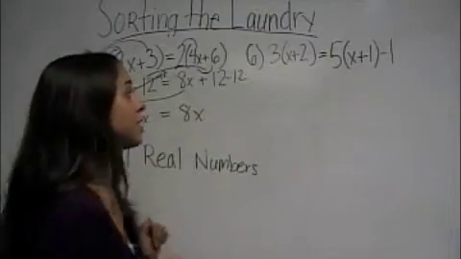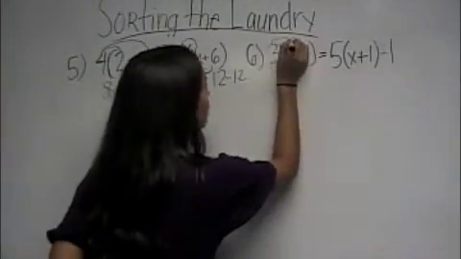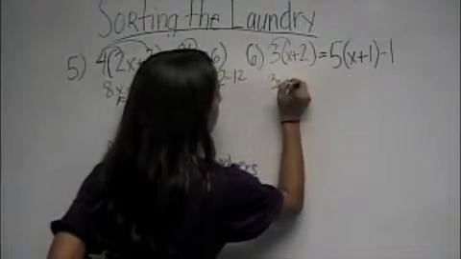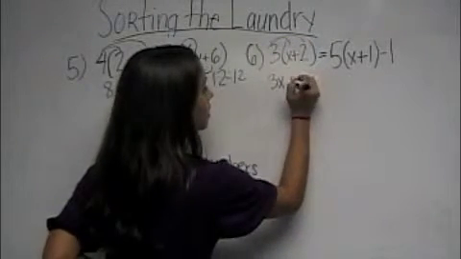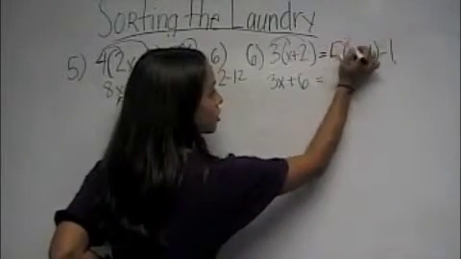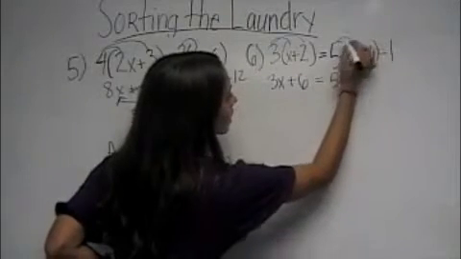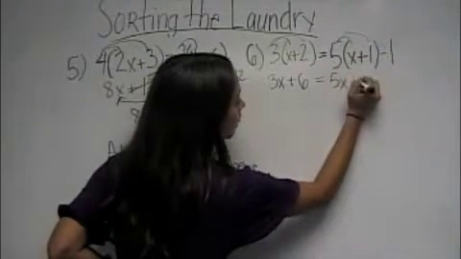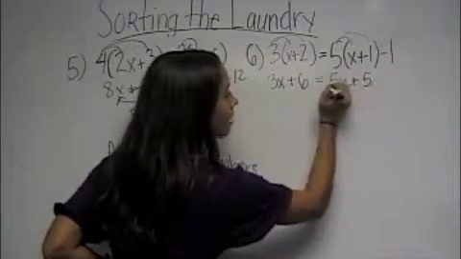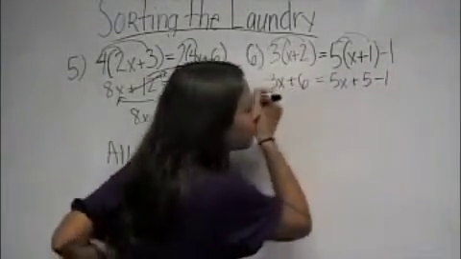Let's move on to number 6. Simplify first. So let's distribute our 3 on this side. 3 times x is 3x. 3 times 2 is plus 6. Line up equal sign. Let's distribute our 5 on this side. 5 times x is 5x. 5 times 1 is plus 5. That's in. And then we bring down our minus 1.